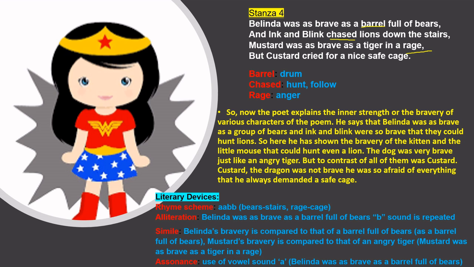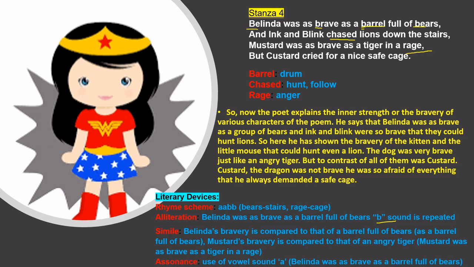Now, what are the literary devices used in this stanza? Again, you find the rhyme scheme. It is the same: A, B, B, bears, stairs, rage, cage. Then you have alliteration. Belinda was as brave as a barrel full of bears. Here the B sound is repeated. You see here, Belinda you have B, brave you have B, barrel you have B, and again in bears you have B. So the B sound is repeated. So this literary device is known as alliteration.